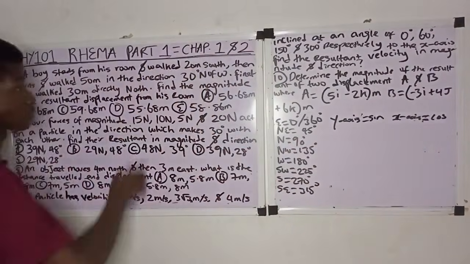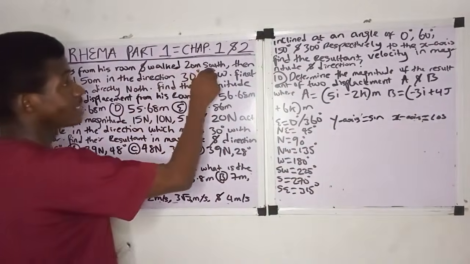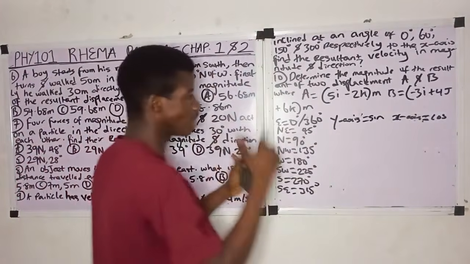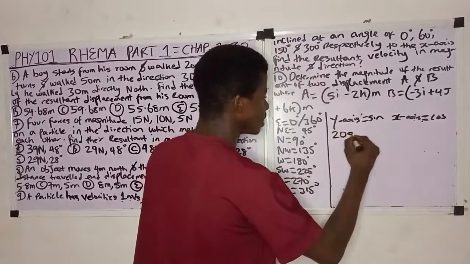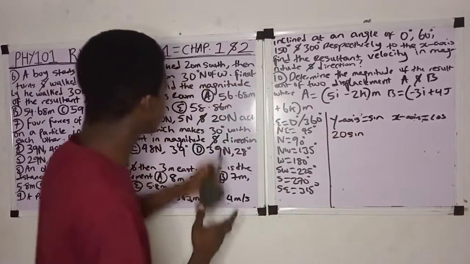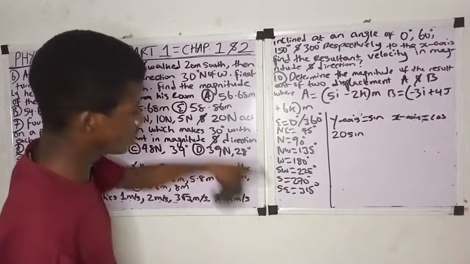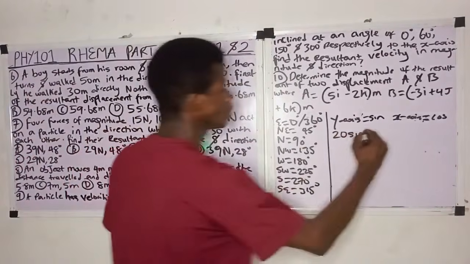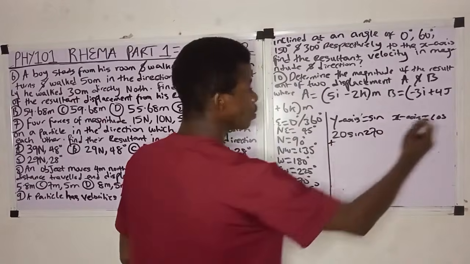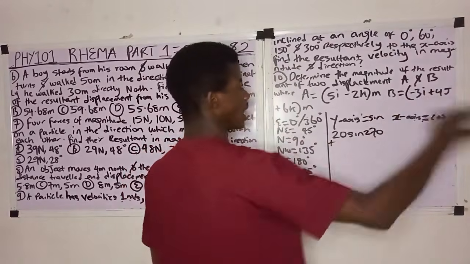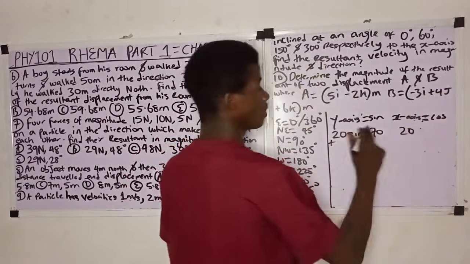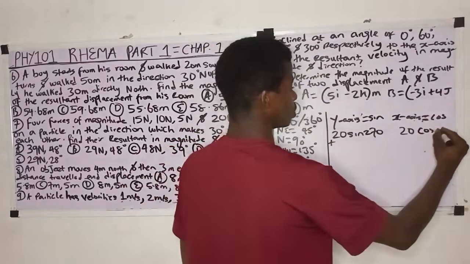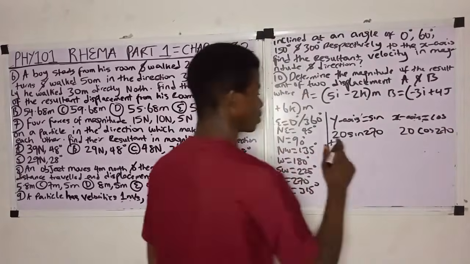So they said a boy walks 20 meters south. Now we do it like we said: under the y, 20, then we put sine. Now south is what? South is 270 degrees. So you do 270 degrees, then plus, then go to x. In x, we do 20, we put cos, then 270. Okay, continue plus.